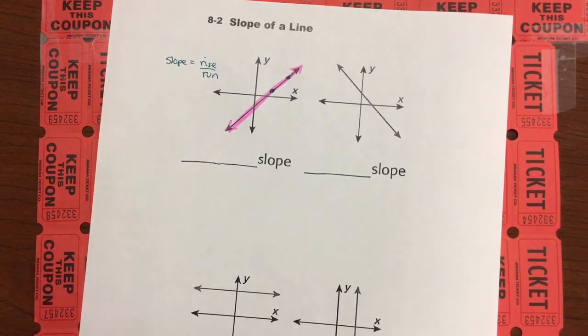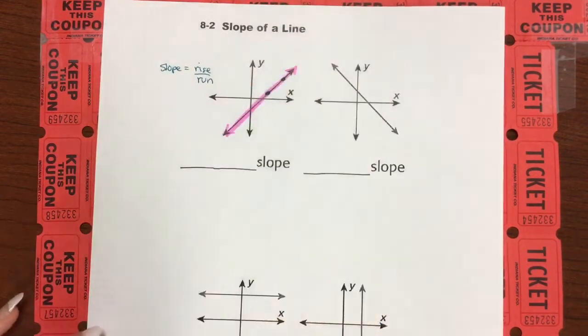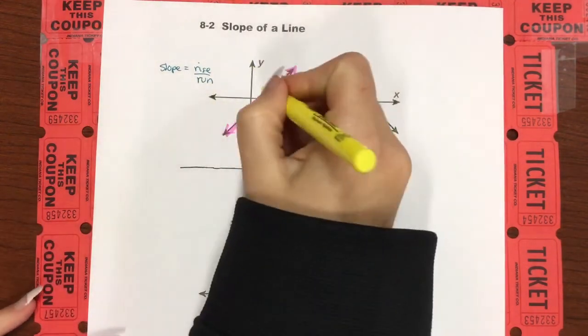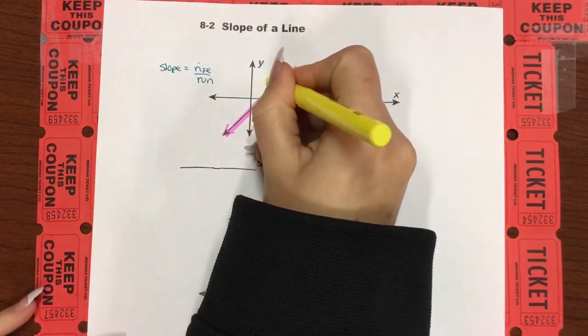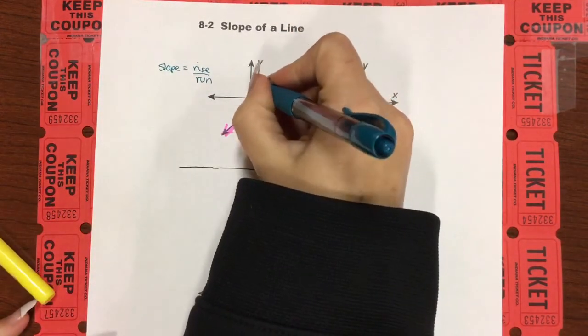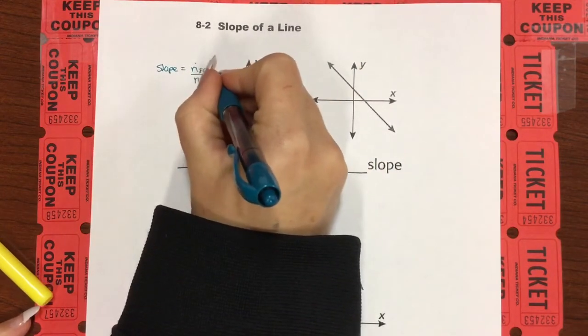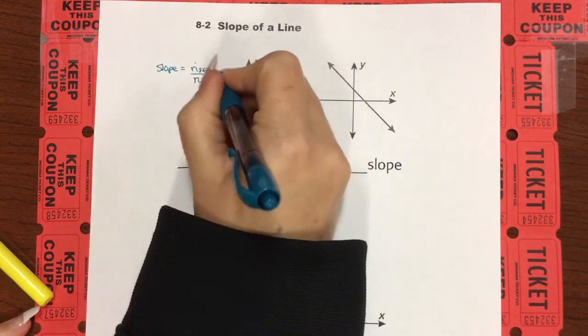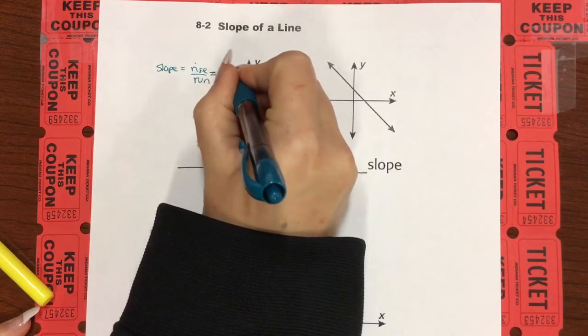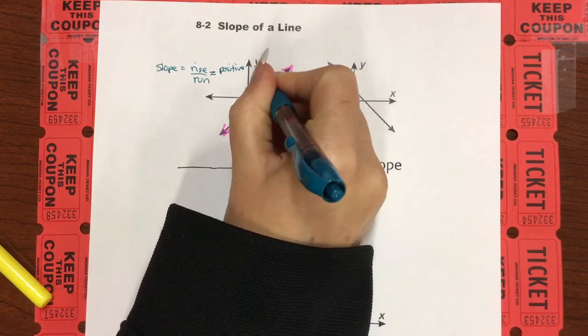of this line. Okay, so if we were going from here to here and we were going up, we would be going up in this direction, which would be in a positive direction. So I think it's safe to say that our rise would be positive. Okay, it would be some type of number for this graph. We don't know the number, but we just know that it is positive.